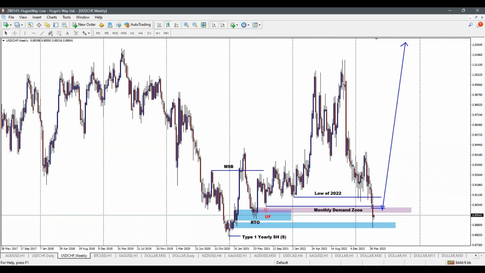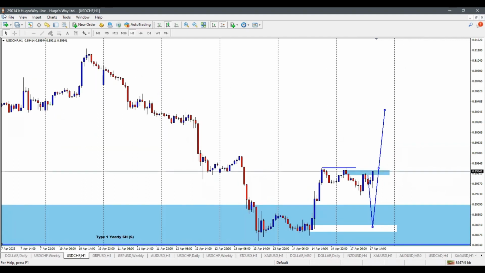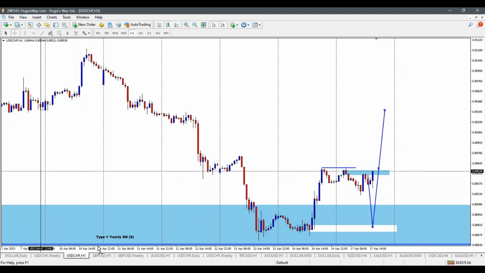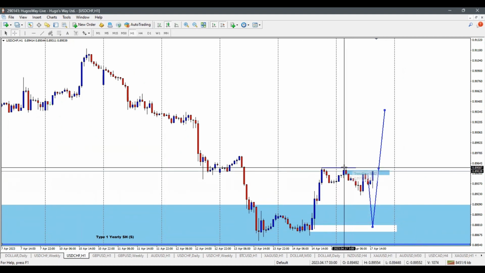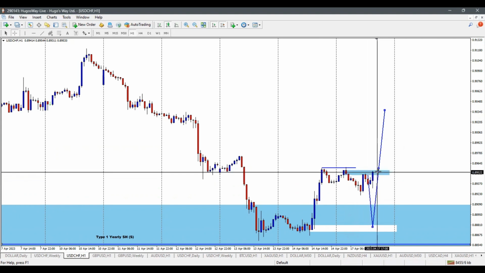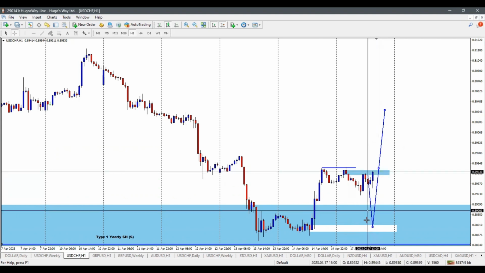So if I took USD CHF and I pull this back here, I have another set of markings here. USD CHF, which looks very similar to the dollar index, if I say so myself, the price has taken the high of the previous day and it's come back to this area of supply right now. And what we really need with USD CHF is for it to pull back here.